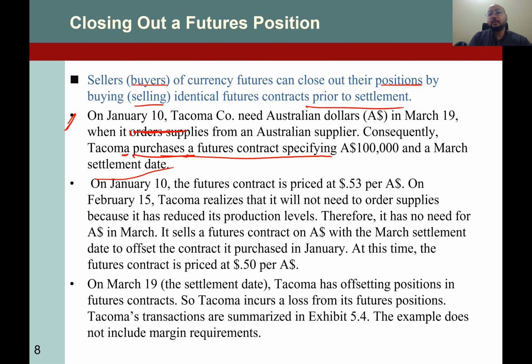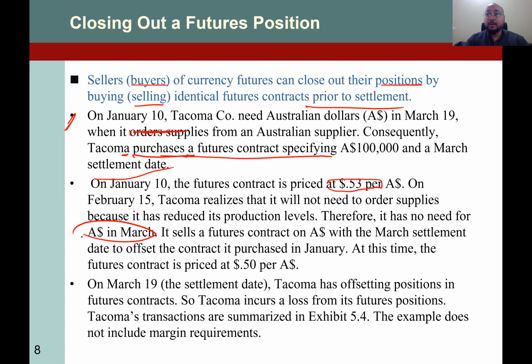Okay. So on January 10, when you enter the contract, the future rate is $0.53 per Australian dollar. On January 15, Tacoma realized that it will not need to order supplies because it has reduced its production level. Therefore, it has no need for Australian dollar in March. So they are just canceling the contract with the Australian supplier, but they already entered into the future market. In the future market, they cannot just say, okay, I'm not going to honor the contract, right?